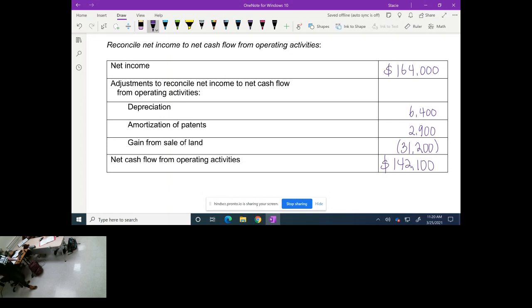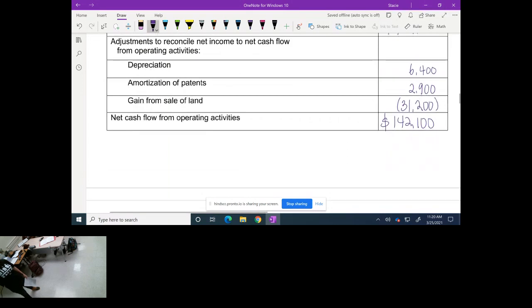So if we have a loss, you would add it back, because it's making net income smaller. A loss would. So you want to add it back because it's not a cash representation. All right. Y'all good? All right.